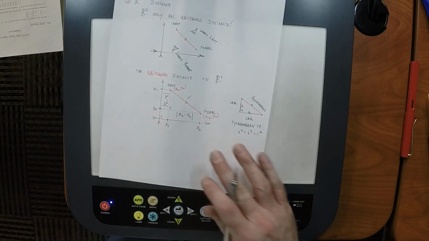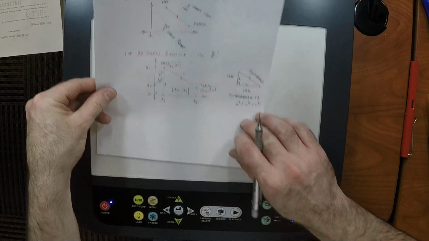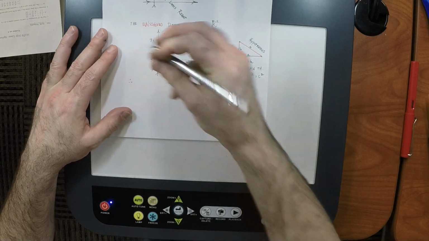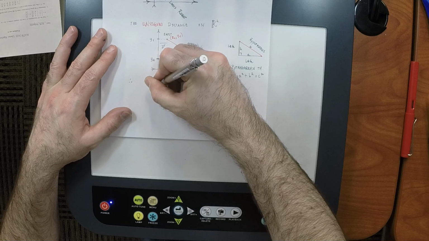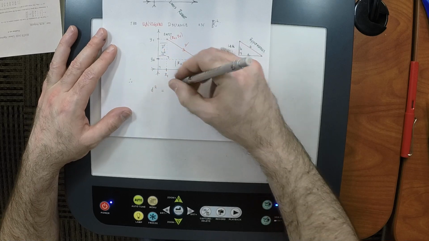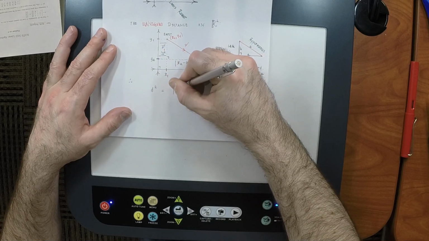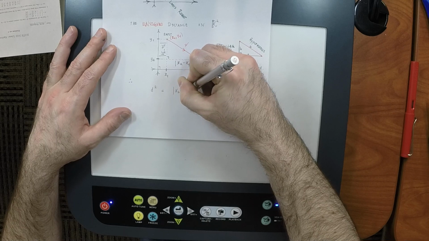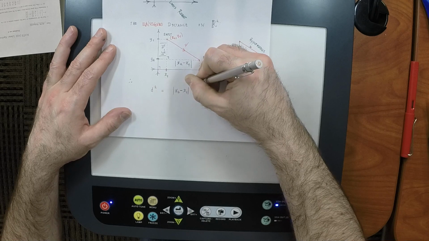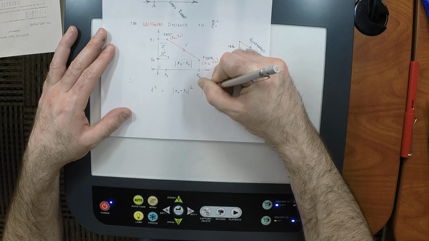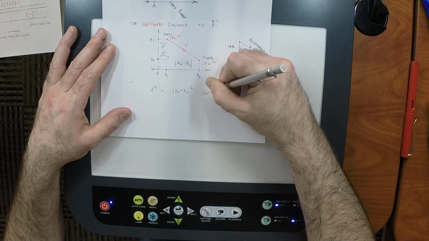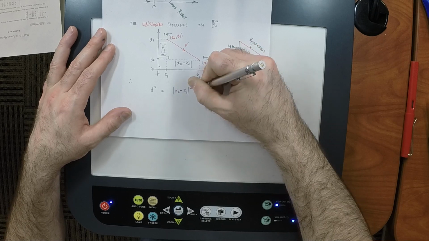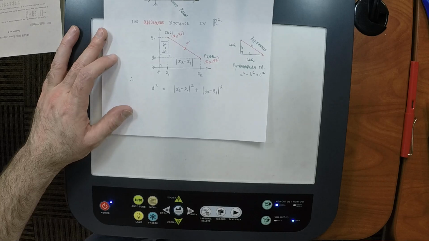All right. So the Pythagorean theorem is therefore telling us the following. That the hypotenuse squared is, we'll take the horizontal leg length and square it, and we'll take the vertical leg length and square it, and then we'll add those together. So that's the Pythagorean theorem.